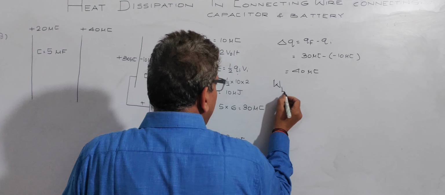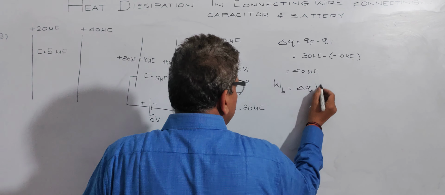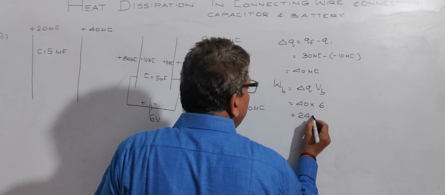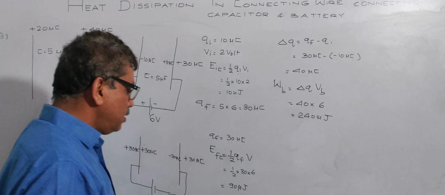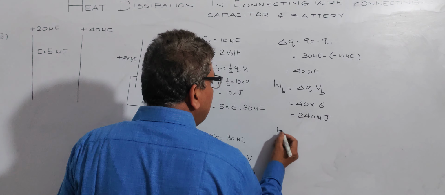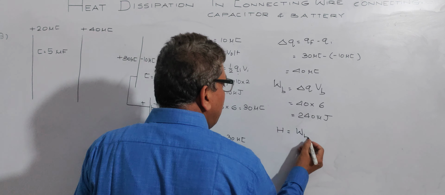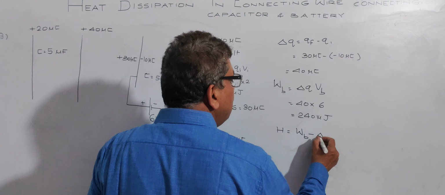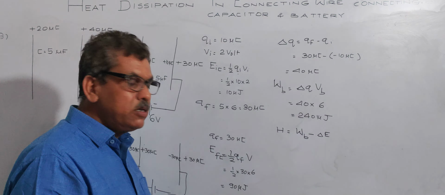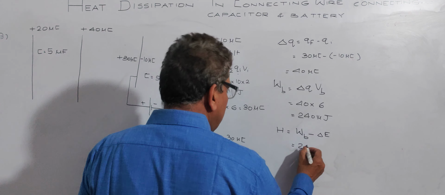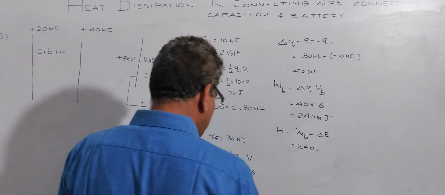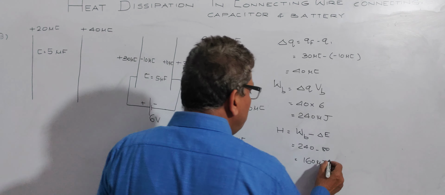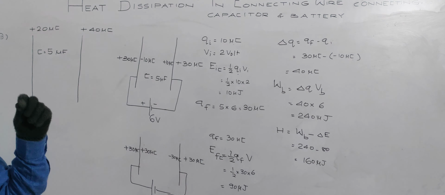So work done by the battery can be written as delta Q times potential of the battery, that is 40 times battery potential 6. So I can say 240 microjoule of energy is being supplied. Now I can say the heat energy developed is nothing but energy supplied by the battery or work done by the battery in carrying the charge minus the increase in electrostatic potential energy between the two parallel plates of the capacitor. So I can say it is 240 minus 80. So I can say 160 microjoule of heat energy is developed in the connecting wire.